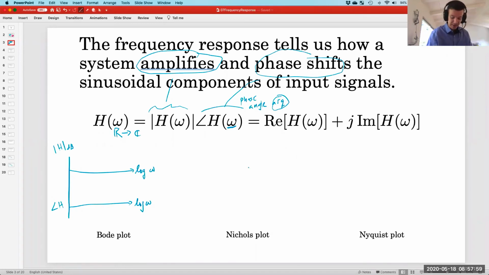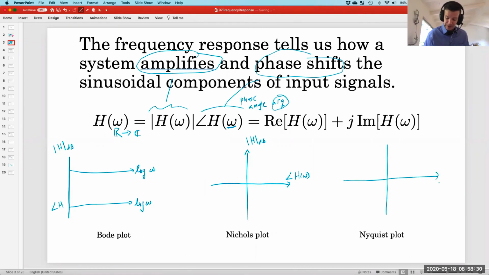The Nichols plot takes a different approach. The Nichols plot actually plots the phase of h on the horizontal and the decibel version of the magnitude on the vertical. Okay. This means that omega is no longer explicit. This is now a parametric plot, but you're used to parametric plots by now. That was all of our root locus plots. And then Nyquist is kind of similar in that it's parametric, but Nyquist plots take the real part of h and put it down here, and the imaginary part of h and put it up here.